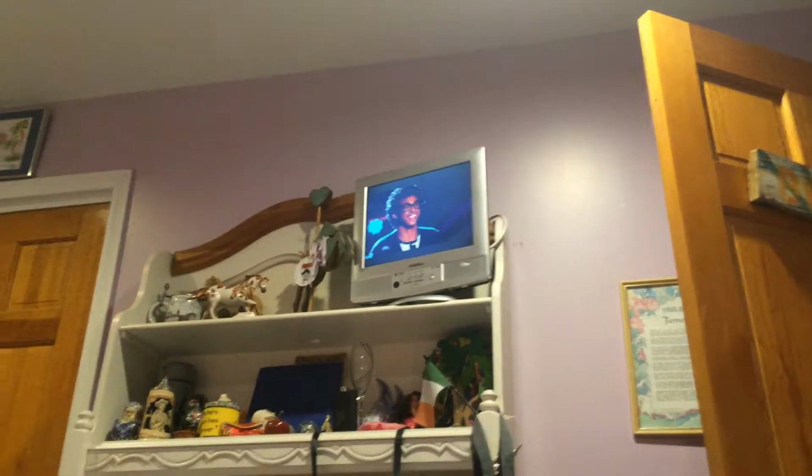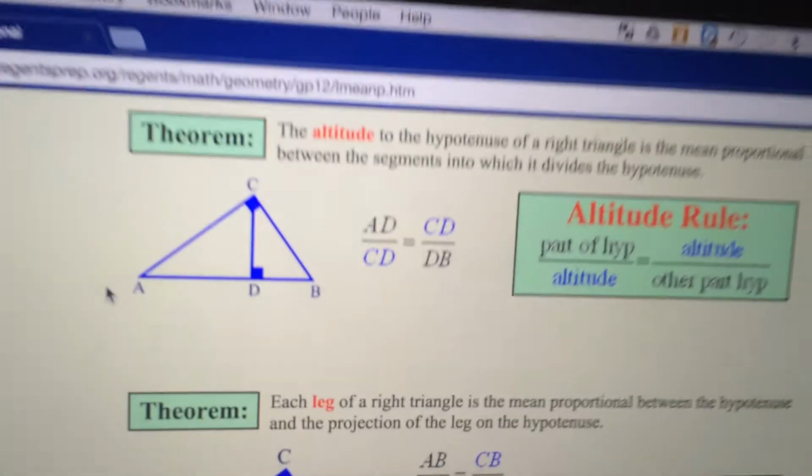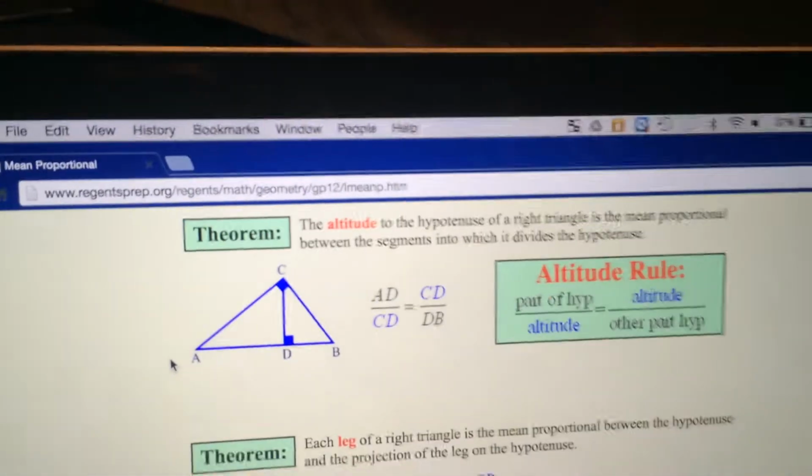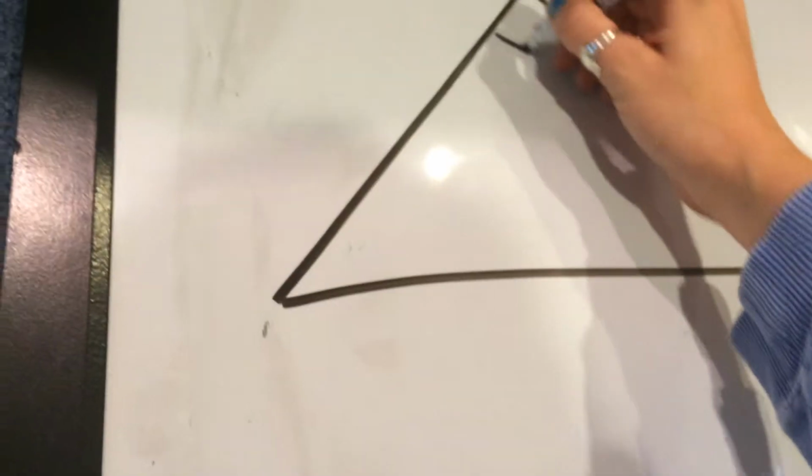Now let's do some math up in here. So on my computer, these are our two theorems. Now, we were dealing with triangles that looked exactly like this. So let me draw it. We all know I am the best drawer up in here.